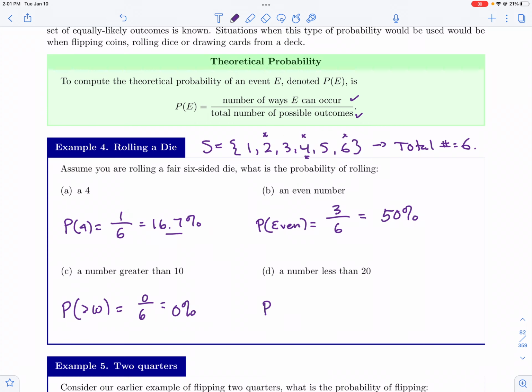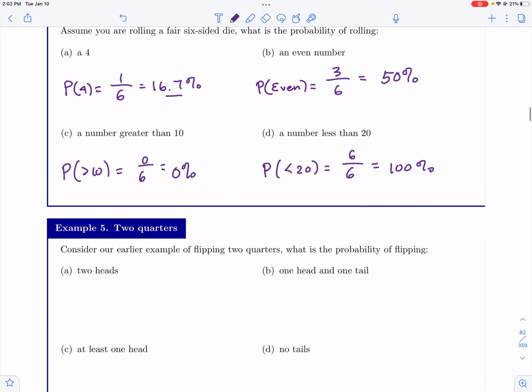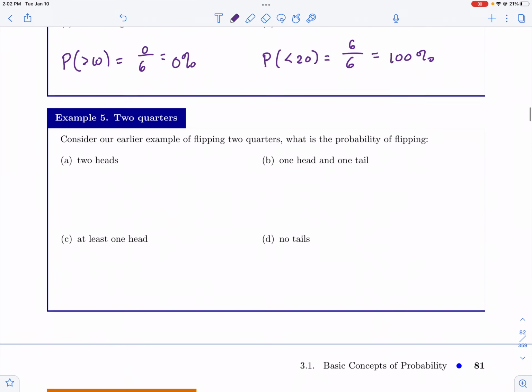And then for D, we've got the probability of a number less than 20. In this case, even though our numbers only go up to 6, 1, 2, 3, 4, 5, 6, every one of those numbers is less than 20. So that means there's 6 numbers where this event occurs out of 6 total. That's going to give us our 100%. So this event is going to occur all the time. All right, perfect, that looks good for rolling one die, and it gives us a chance to think about some different examples here.